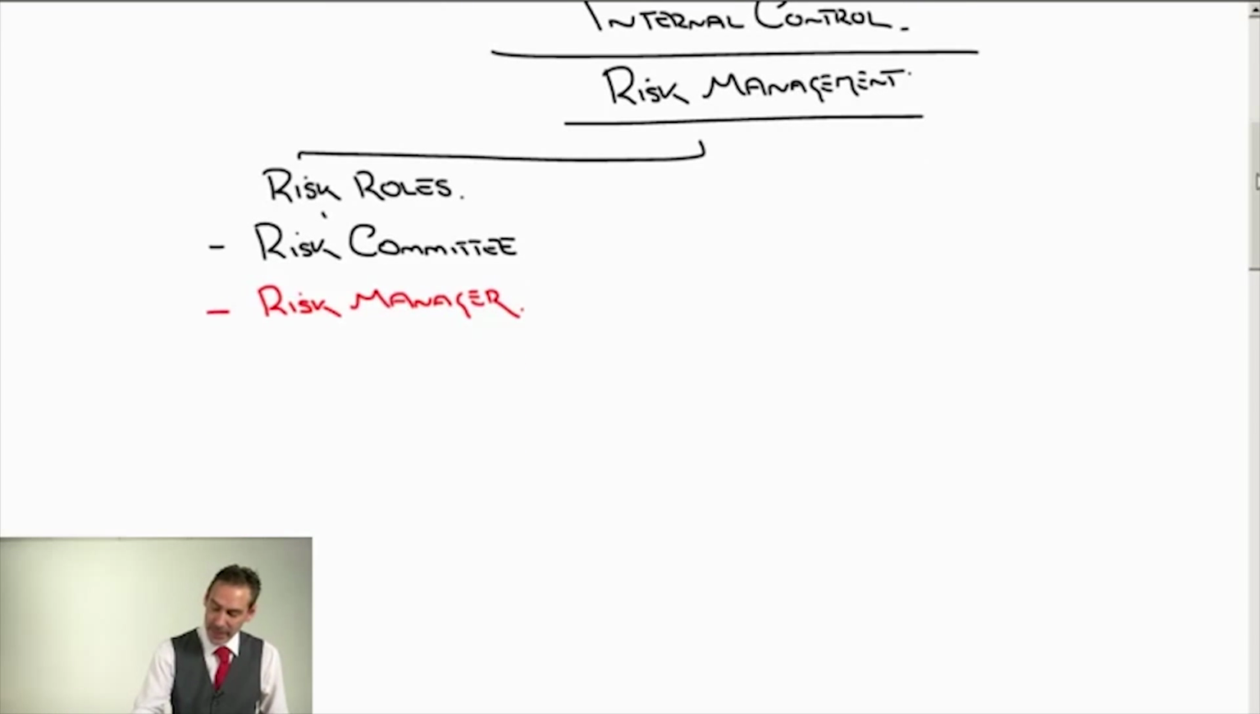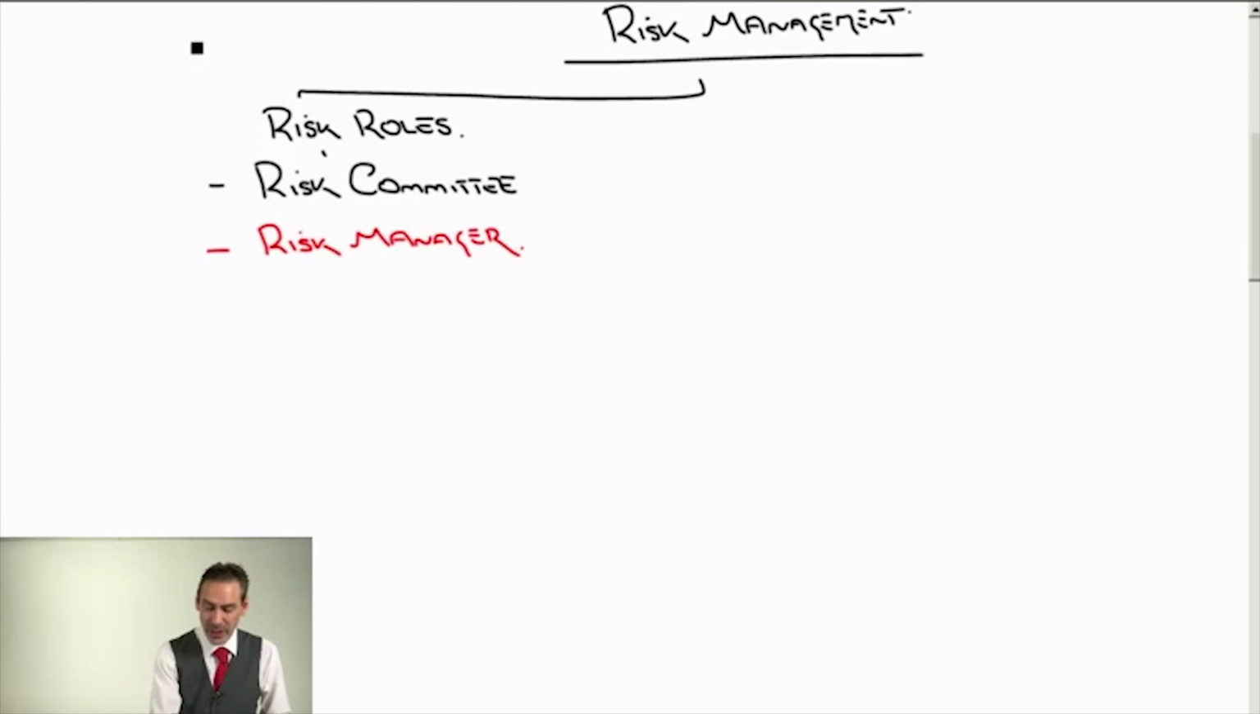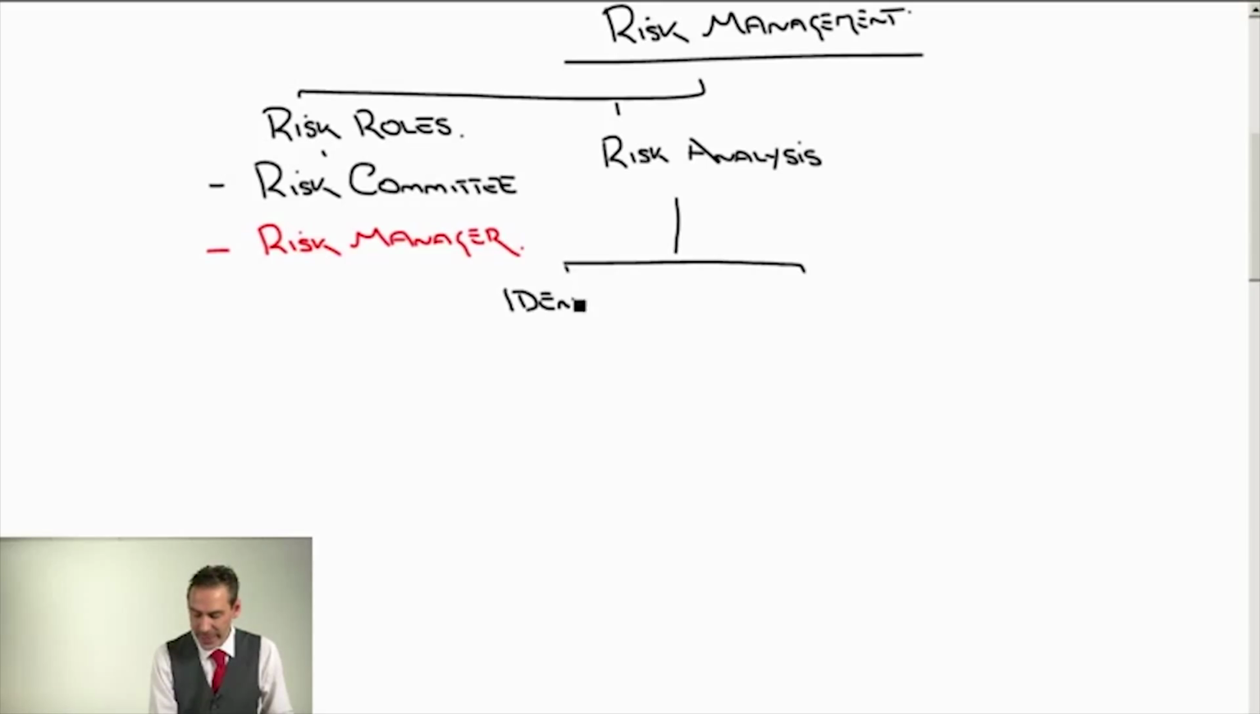Now, of course, risk management as a function involves two major tasks. So the first area is one of risk analysis. And so the first element in terms of understanding risk will be the need to identify what the risks are that the organisation is exposed to.